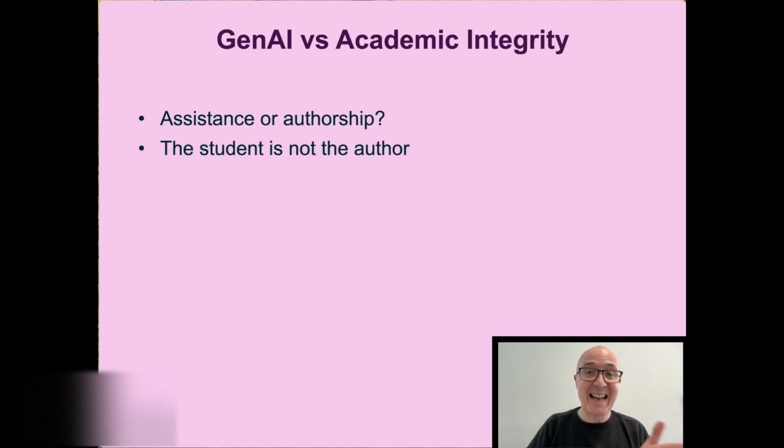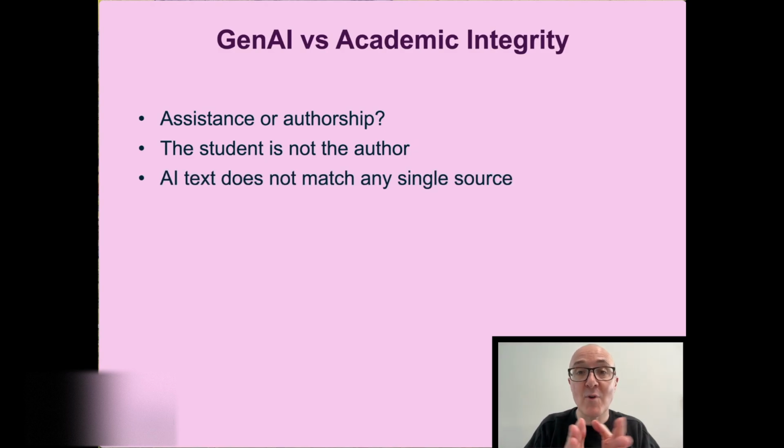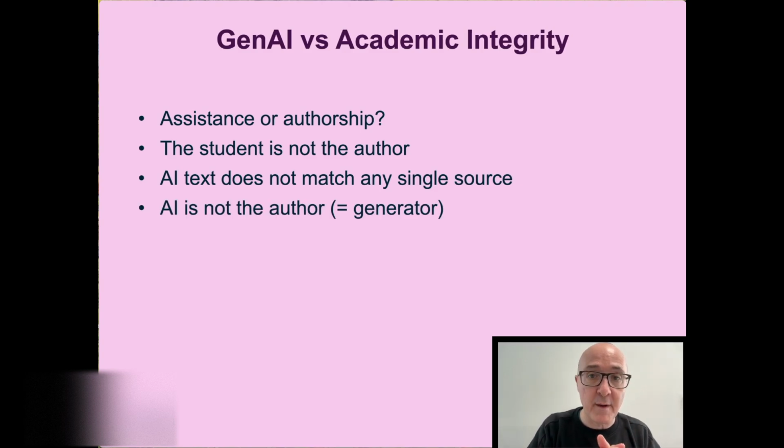Large language models, LLMs like ChatGPT, generate text by predicting word sequences based on patterns learned during training. Each response is generated probabilistically. The text does not match any single source exactly. And because there is no creative intent in the machine, there's no singular unifying intelligence behind the source text. The AI is a generator of the work. The AI is not the author.